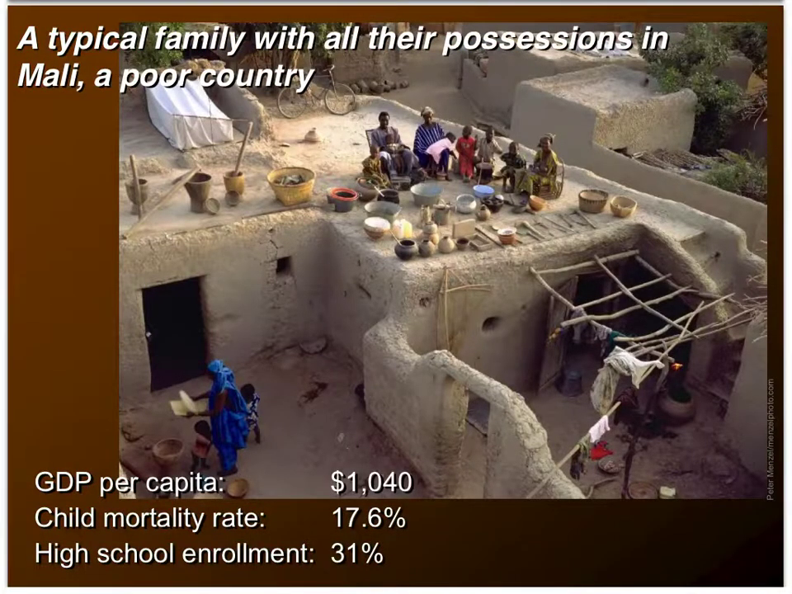A typical family with all their possessions in Mali, a poor country. Its GDP per person was only $1,040. Extreme poverty is the norm over there. More than 3/4 of the population lives on less than $2 per day. Life is often cut short. 176 out of 1,000 children die before age 5. And educational attainment in Mali is low. Among those of high school age, only 31% are in school. So by just looking at these pictures, we can understand that there are huge variations between standards of living.